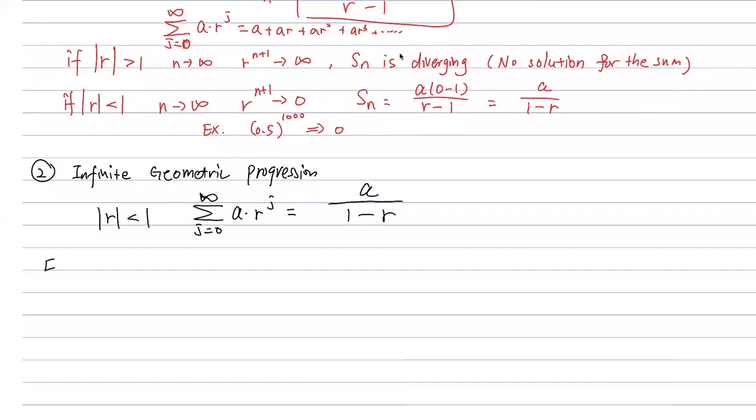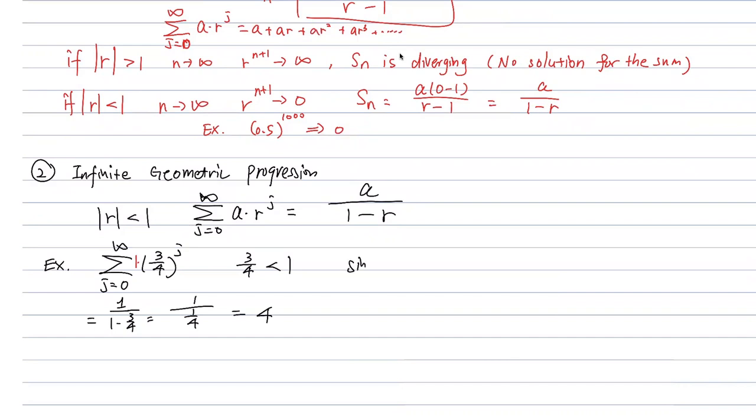Now for example, if I have a sequence where j goes from 0 to infinity, and I'm doing 3 over 4 to the j's power. Look at 3 over 4. Since 3 over 4 is less than 1, I can use my formula directly. My initial value is equal to 1, because this is like a little 1 right here. And then my ratio is 3 over 4. So it'll be 1 over 1 minus 3 over 4, which is 1 over 1 over 4. Then that will equal 4.